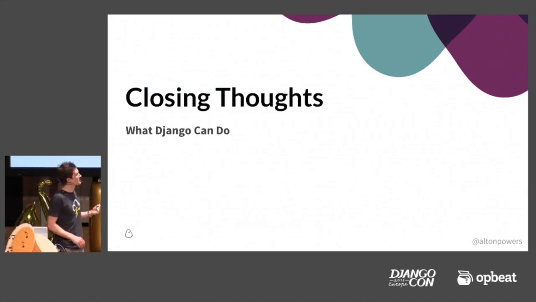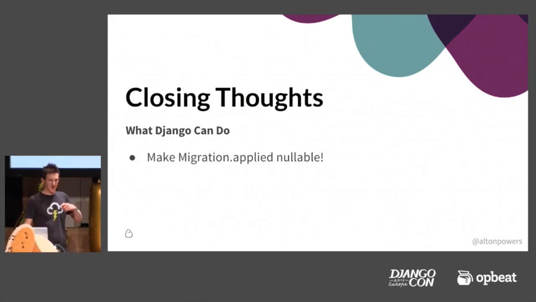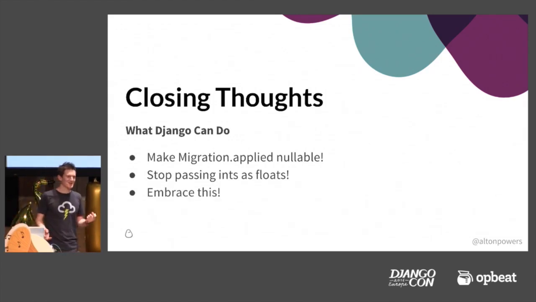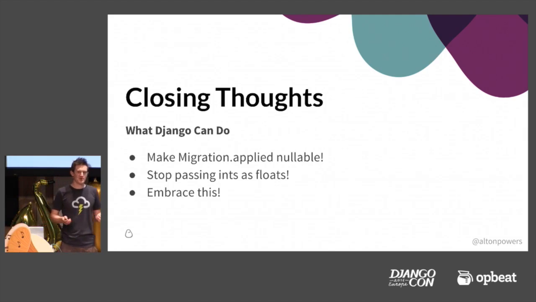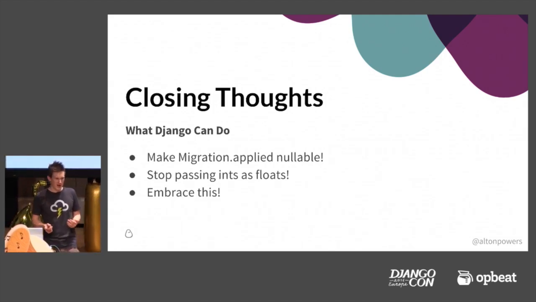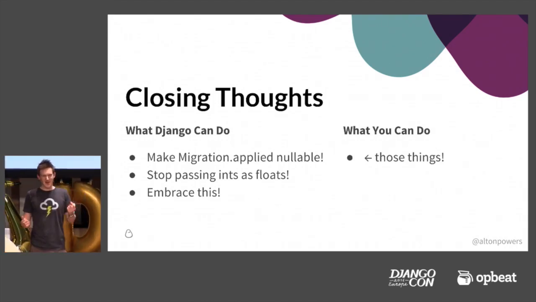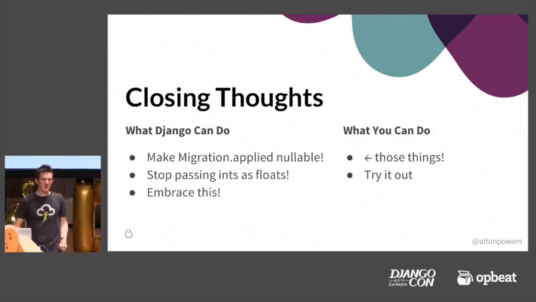What can Django do with all of this, other than obviously going back in time using Hermione's watch and putting that field to be nullable and not giving us floats? I'd love Django to embrace this. We've shown that this is possible. We can do this on vanilla Django. It doesn't really require any modifications to Django. It actually kind of helps to improve things by fixing some tests. What can you do? You can do those things because Django is not a person. It's just us. You can try this out.